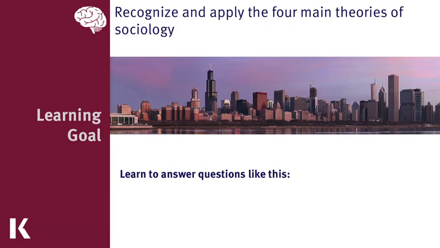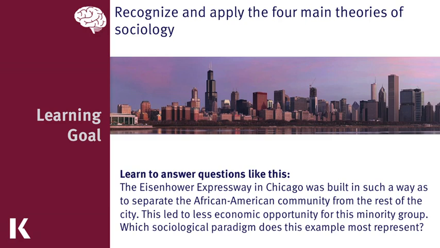Ultimately, our goal is to be able to recognize the 4 main theories and apply them to scenarios on test day. So, if the MCAT told you that the Eisenhower Expressway in Chicago was built in such a way that resulted in isolating several African American communities from the rest of the city, we'd want to make sure we could recognize which theory most readily applies.